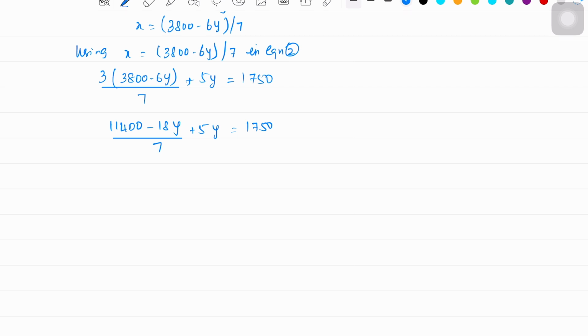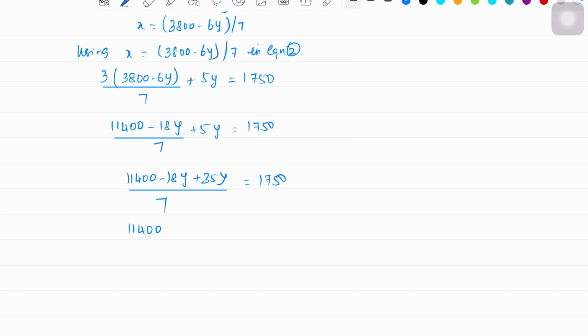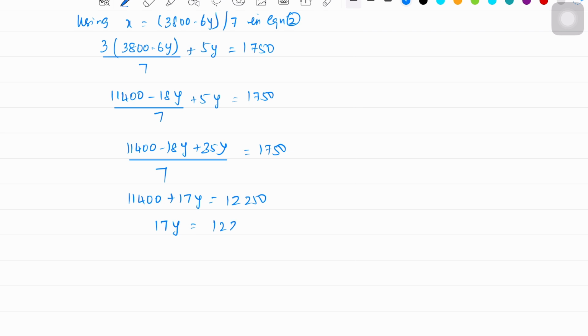Now we can take LCM. So this will be 7, 11400 minus 18y plus 35y, because 7 into 5 will give 35, equals 1750, and we can cross multiply 7 and 1750. So this is 11400. 35 minus 18 will give 17, so plus 17y equals 12,250. This is 7 times 1750 will give 12,250. 17y equals 12,250 minus 11,400, and that is equal to 850. 17y, therefore y equals 850 over 17, which is equal to 50. Therefore y equals 50.